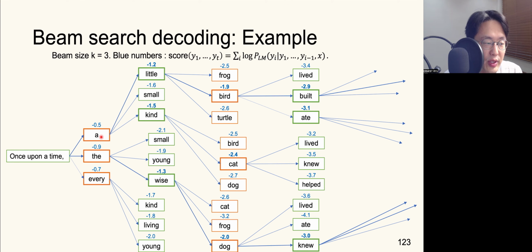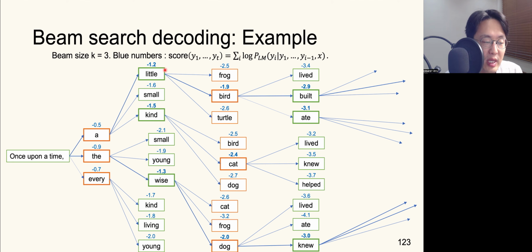Next, we expand this choice to 3 additional choices. And then we have "once upon a time, a little", "a small", "a kind". There are 3 possible choices. And from this branch: "once upon a time, the small", "the young", "the wise"; "once upon a time, every kind", "every living", "every young". We expanded the 3 beams into 9 beams. Among these choices, we're going to pick the 3 choices, this one and this one, that have the highest score, the least negative ones: minus 1.2, minus 1.5, minus 1.3. These are the top scores that we have so far.